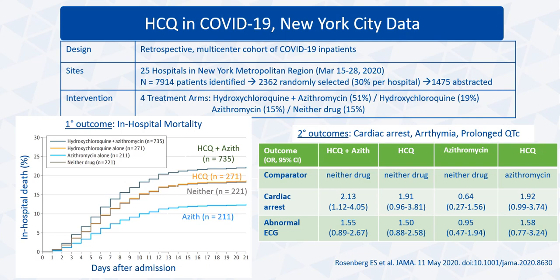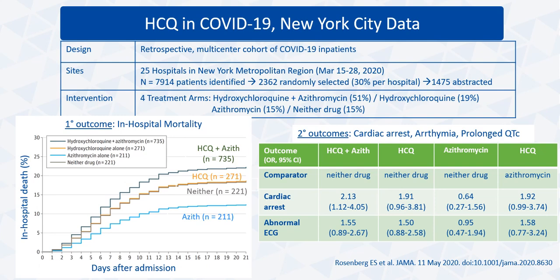So the primary outcome of the study was in-hospital mortality. If you look on the lower left-hand side, you can see in-hospital death on the y-axis and days after admission on the x-axis. The group of patients who received combination hydroxychloroquine and azithromycin numerically had the highest rate of in-hospital death.